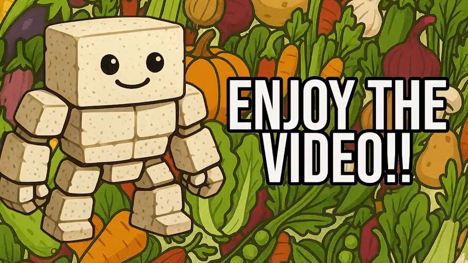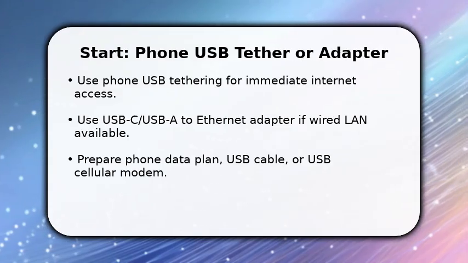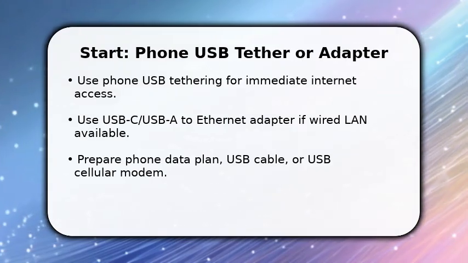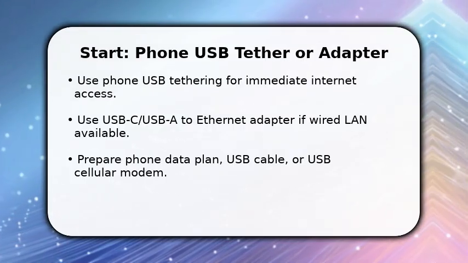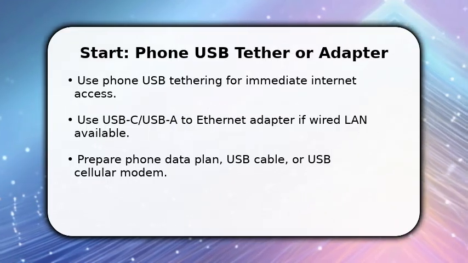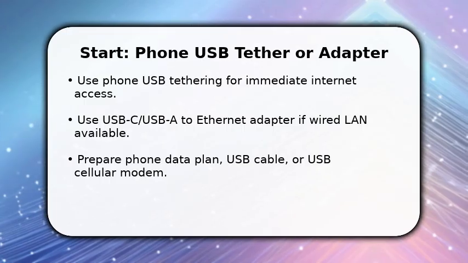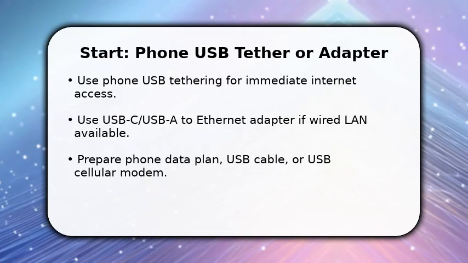Please enjoy the video. You start by choosing a non-Wi-Fi path, USB tethering from your phone or a wired Ethernet adapter. Plug the phone into the laptop with a good data cable, then enable USB tethering in phone settings. If you have a router or wall Ethernet jack, connect a USB to Ethernet adapter. The laptop will detect a wired NIC.